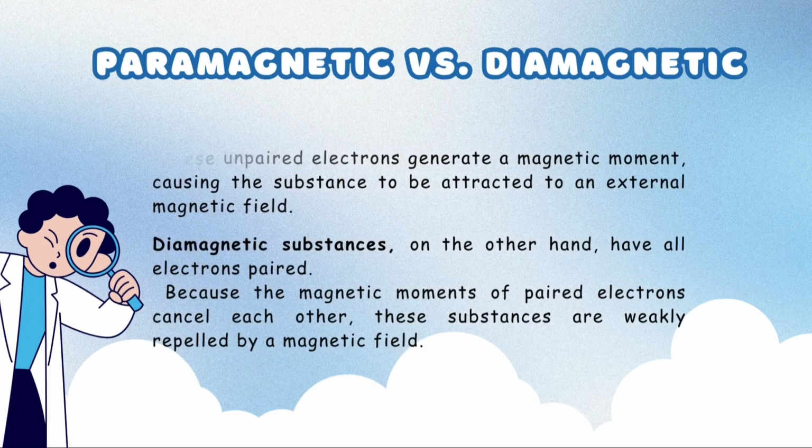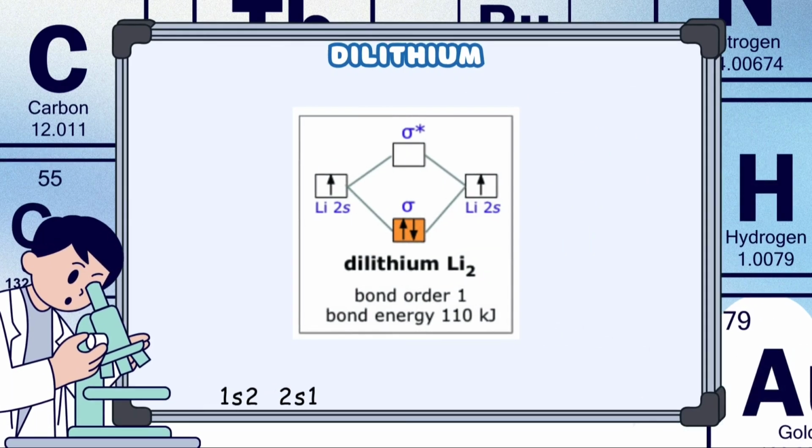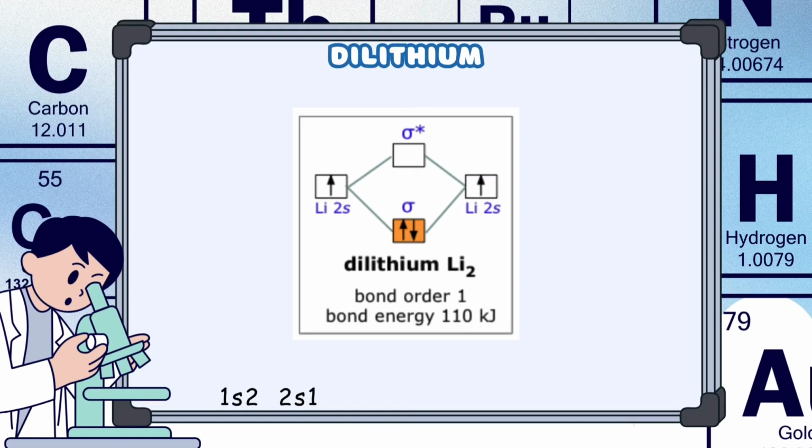So, now I'm going to show you dilithium. In MO theory, or molecular orbital theory, we can see here that I've only included the 2s orbital, because again we can disregard the 1s orbital because it is deep within the atom. So in the 2s orbital, it gives us one electron on each lithium atom, and that gives us an overall electron count of 2, and 2 electrons to fill the orbitals here in the middle.